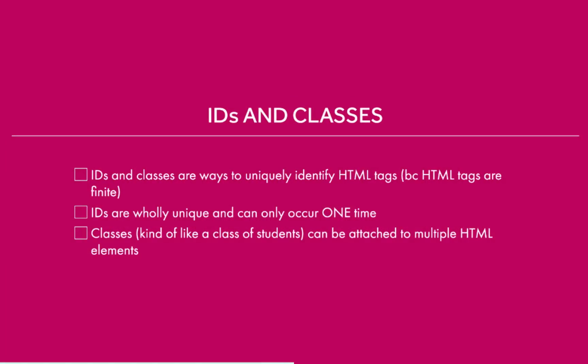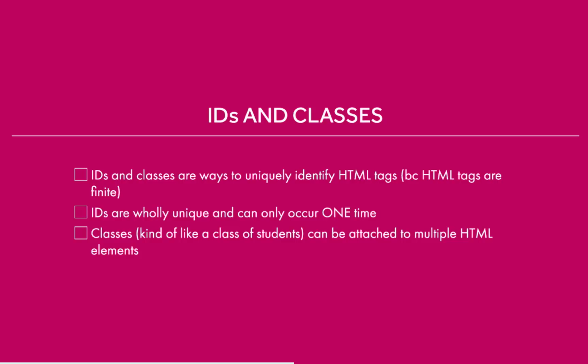Quickly, I want to run through IDs and classes again. Just as a reminder, IDs and classes are ways to uniquely identify HTML tags. HTML tags are finite, meaning there's a specific set number of tags, and if we want to make more nuanced design changes to particular HTML tags, we need to add some uniqueness to them. One way to do that, or 2 ways really, are either attaching an ID to an HTML element or a class. I didn't really differentiate between the 2 in the last video, so I'll do that here for you now.